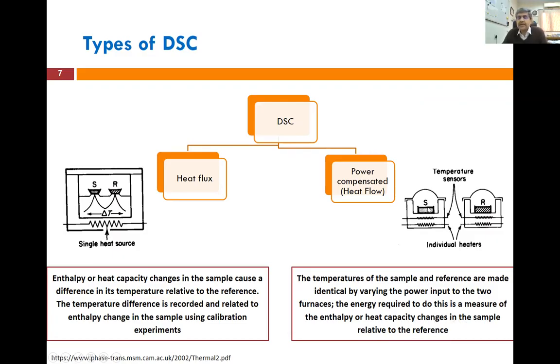So what is done is that whenever there is a heat change taking place in the sample, the power is compensated by the instrument so as to bring the temperature of the sample to the same value as the reference. So this power that is consumed is then converted to calculate the heat capacity changes or the enthalpy changes. Industrially and in the academic institutions that are dealing with pharmaceuticals, heat flux instruments are more commonly used.